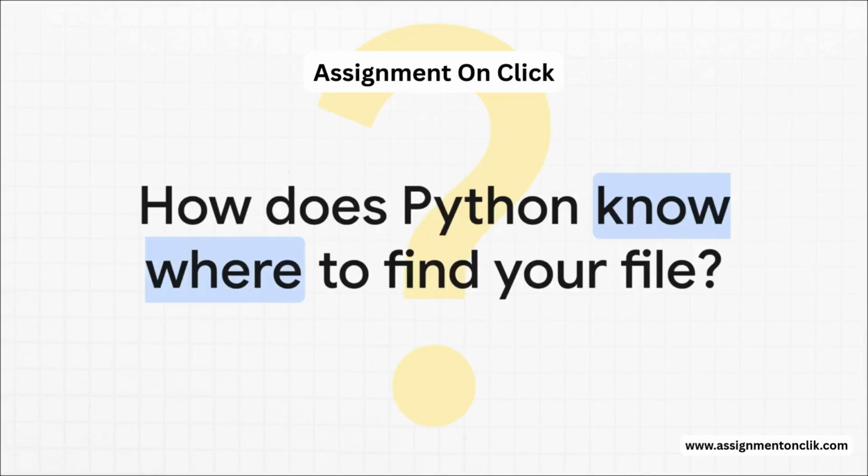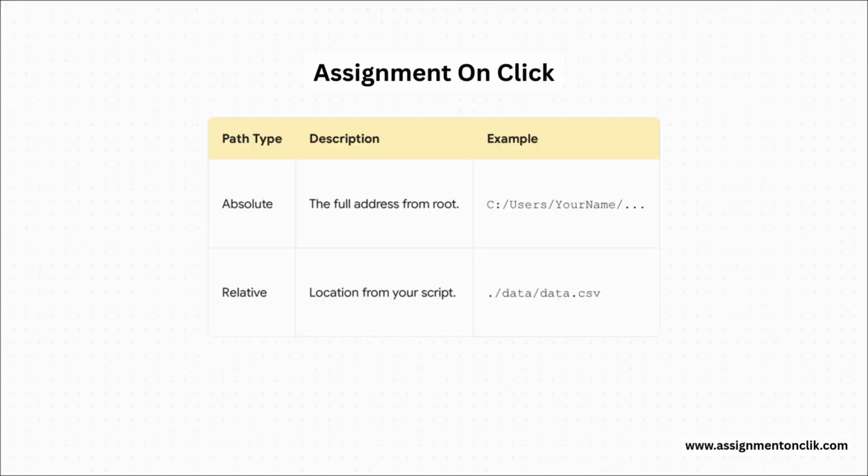Okay, this is a fantastic question, and trust me, a point where so many people get tripped up at first. We told Python the name of the file, sure, but how in the world does it know where to look for it on your computer? This brings us to the really crucial concept of file paths. The key thing to get is that there are two main types of paths.